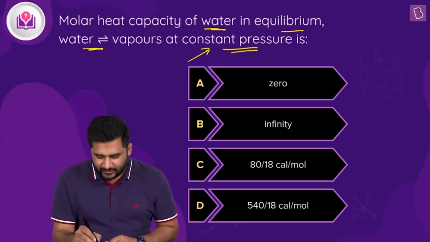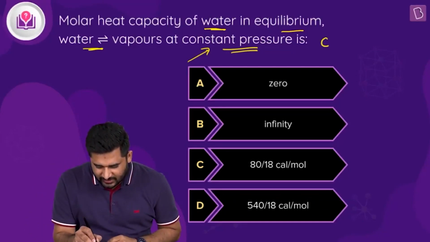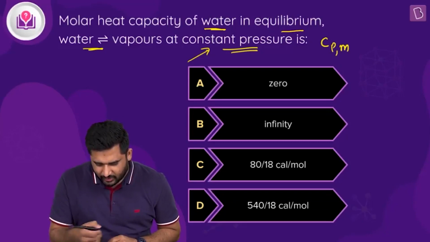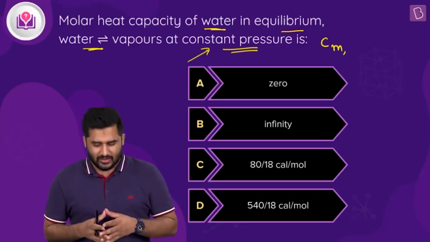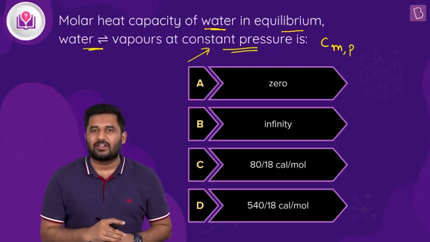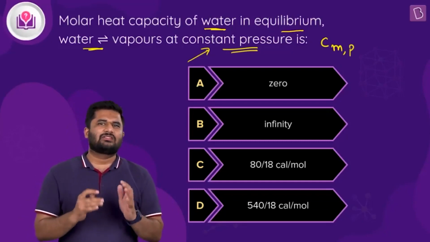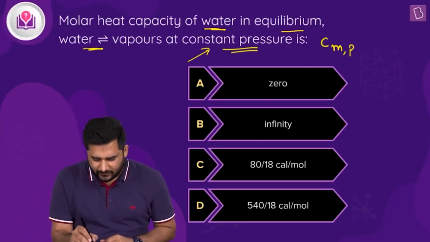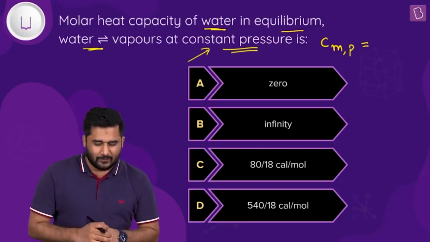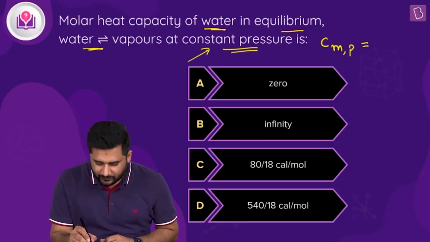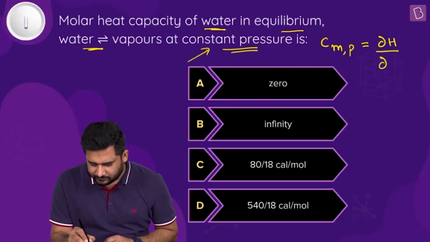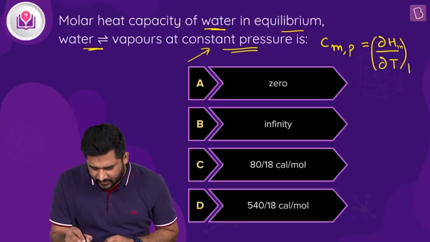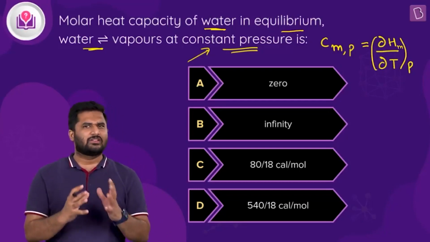And the formula is C_P,m, or you can write it also as C_m,P, where the small m stands for the molar heat capacity, and P means at constant pressure. This is just the representation, nothing much about it. So you can see the molar heat capacity at constant pressure for water can be given as dH upon dT at constant pressure. So this is the formula.